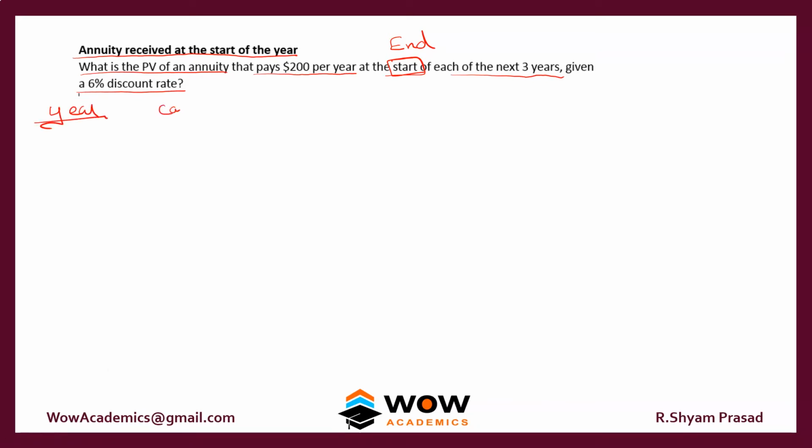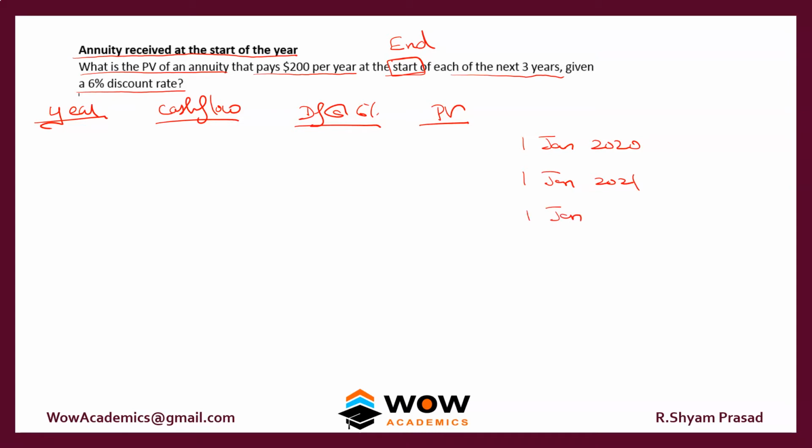Again we'll have year, cash flow, discount factor at 6%, and present value. The year will not be 1 because it is at the start. Assume he's going to pay you on certain dates. Assume the first cash flow is received today, 1st Jan 2020. The next payment is going to be received on 1st Jan 2021 and then 1st Jan 2022. Today, any amount that you receive will be noted as the 0th year.